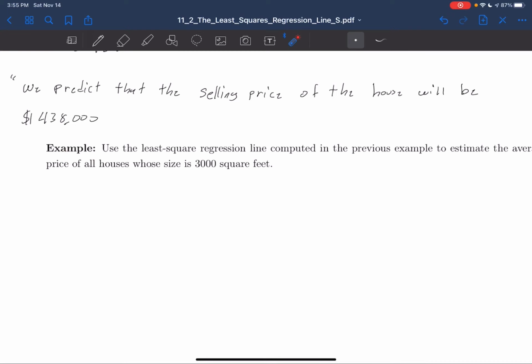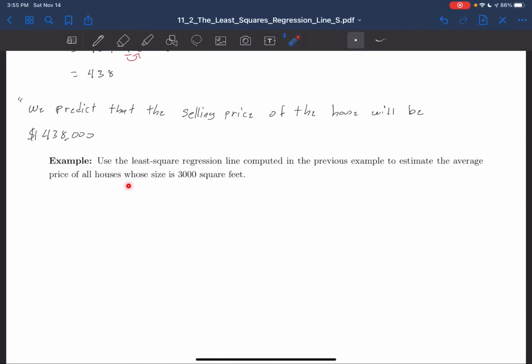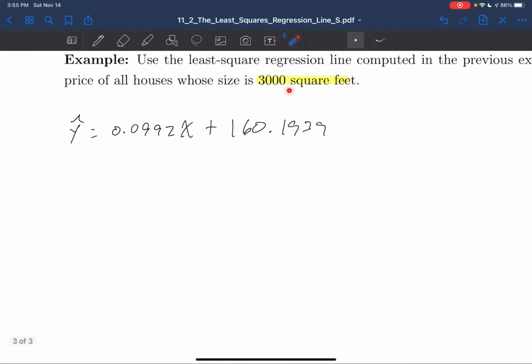Use the least square regression line computed in the previous example to estimate the average price of all the houses whose size is 3,000 square feet. So here we do the same thing, or we do something very similar. Since we know our regression line, y hat is equal to 0.0992x plus 160.1939. All we have to do is plug 3,000 square feet into our x value.